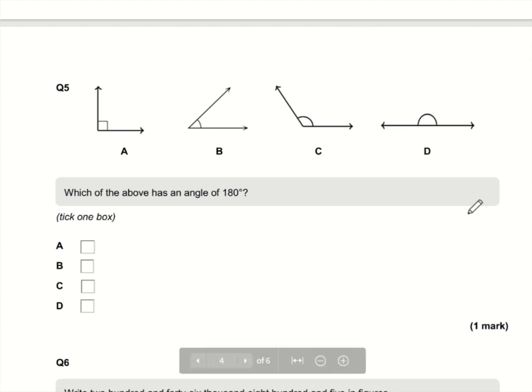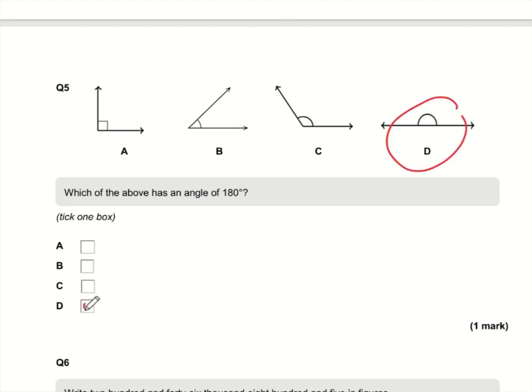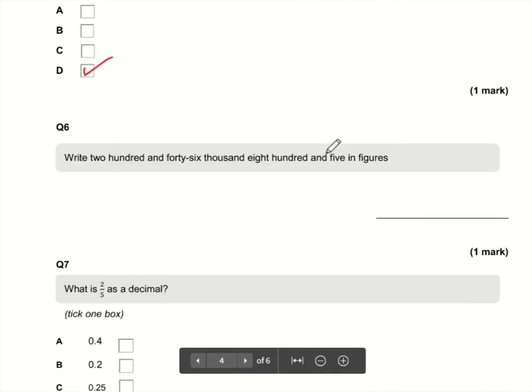Which of the above has an angle of 180 degrees? Well, 180 degrees is a straight line, so that is therefore D. This is a right angle, which is 90 degrees. This is less than a right angle, so less than 90. This is greater than a right angle, so greater than 90, but we don't know what it is. And this is the only one that is 180. As I said, it's a straight line.